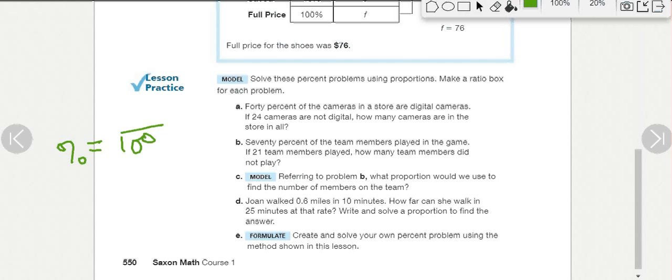Solve these percent problems using proportions. Each one we need a ratio box. You can use the examples to help you. Pick from A or B. Pick from C, D, or E.